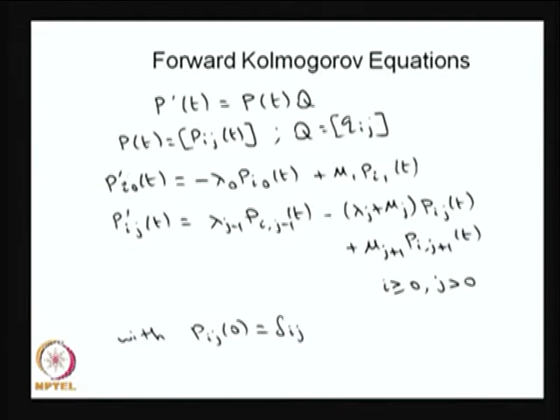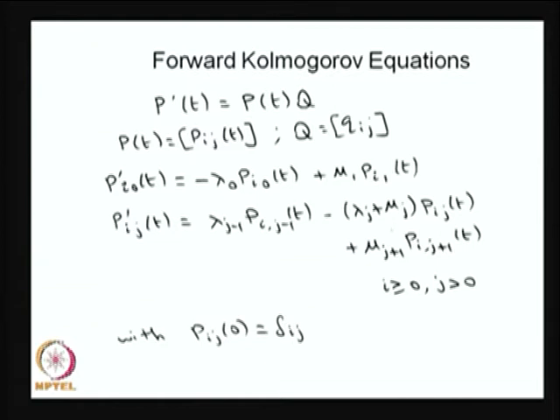The p dash of i comma 0 is nothing but the system not moving from the state 0. Moving from the state 0, that rate is lambda naught, therefore not moving gives minus lambda naught times the probability, or the system can come from the state 1 with the rate mu 1, therefore mu 1 times p i comma 1 of t.